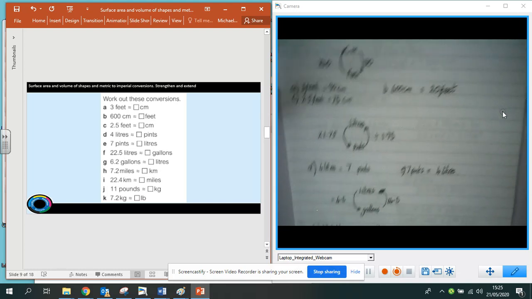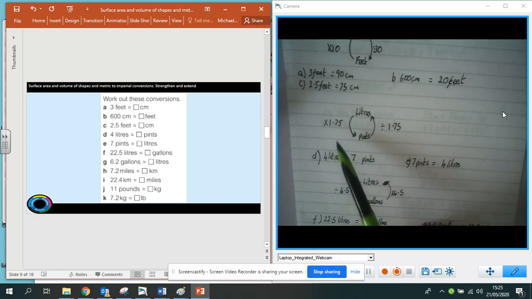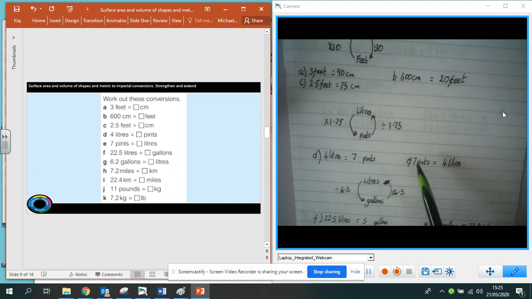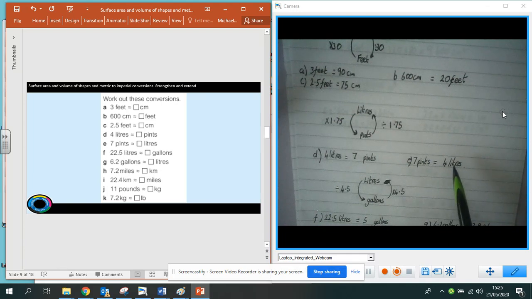Now the next conversion is litres to pints. There's 1.75 pints to a litre. So pints to litres we divide, litres to pints we multiply. 4 litres is 4 times 1.75, which is 7. 7 pints is 7 divided by 1.75, which, not very surprisingly, is 4.